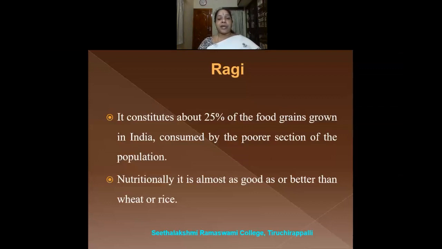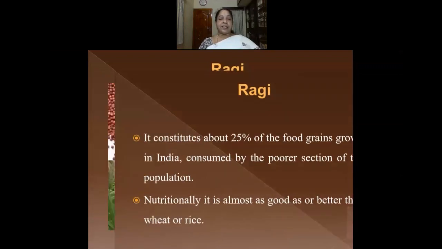Nutritionally, it is almost as good as or even better than wheat and rice. Though it is cheaply available, these days it is not so cheap because people have become aware of the millets. People have started consuming millets, and the price of ragi also has increased in the market. But nutritionally, when we compare the nutrients present in ragi, wheat, and rice, we find that ragi has more nutrients when compared to wheat as well as rice.